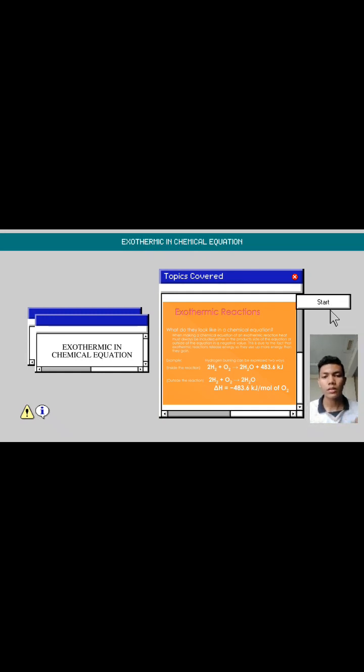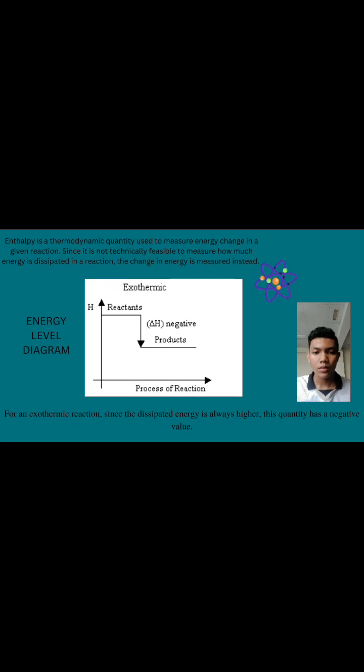Why do we have to use the negative symbol? It is because the exothermic reaction will release heat. Therefore, we will use the negative symbol to symbolize the heat release. This is the example of exothermic reaction energy level diagram. This energy level diagram is used to measure the change in energy. For an exothermic reaction, since the dissipated energy is always higher, this quantity has a negative value.